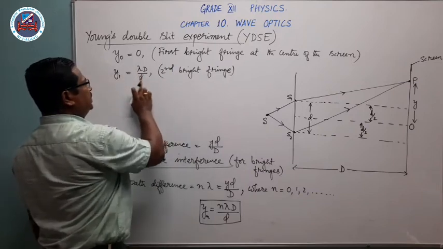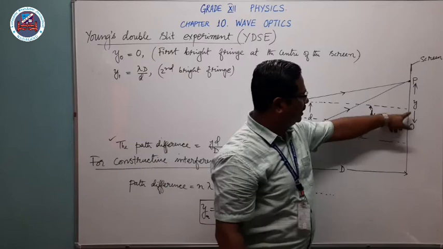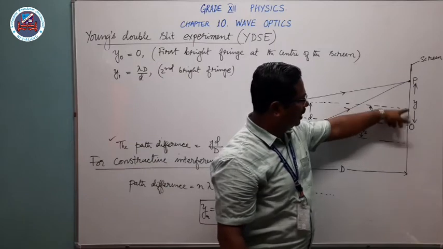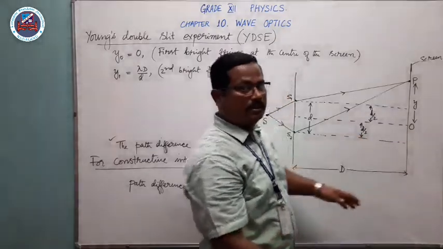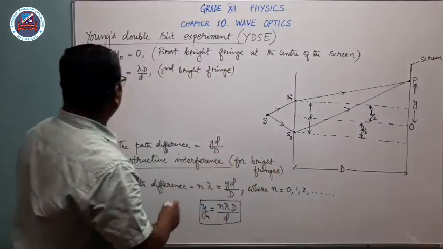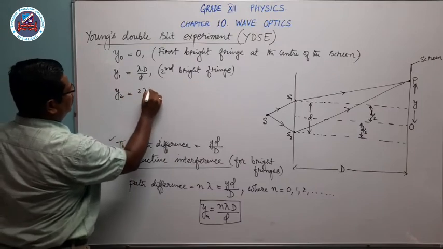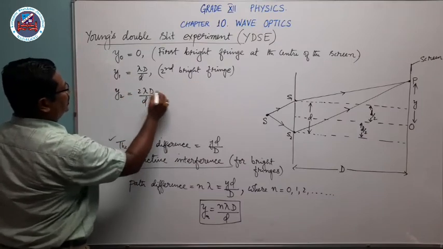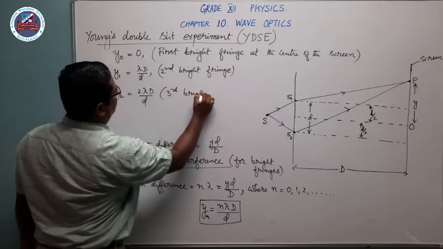That means at this distance, lambda D by d, from the center of the screen you will get a bright fringe. It's not only on the upside, it will be on the downside as well, equally spaced both up as well as down. Then y2 will be 2 lambda D by d. y3 will be the third bright fringe.